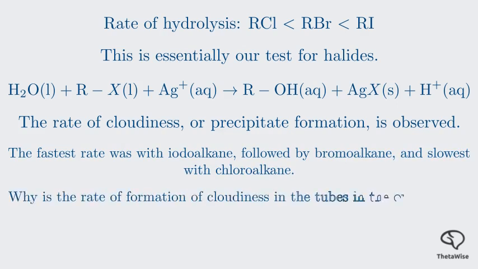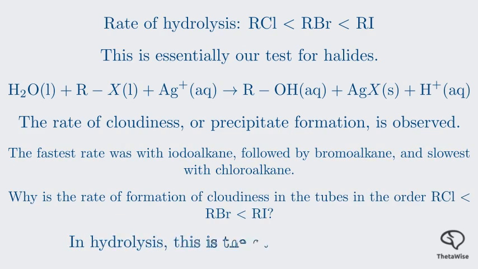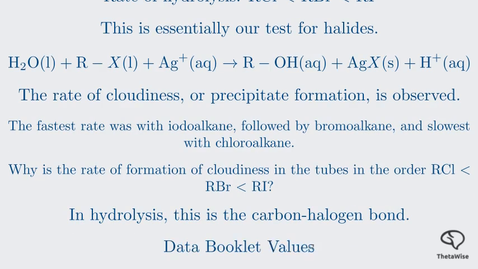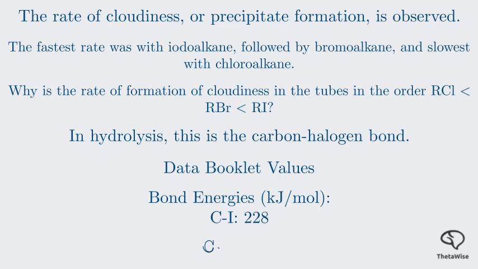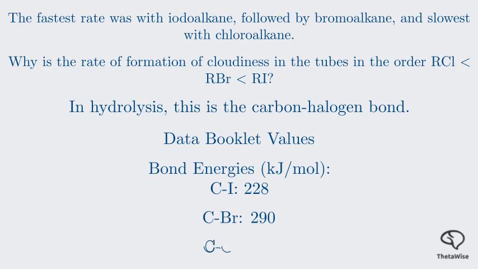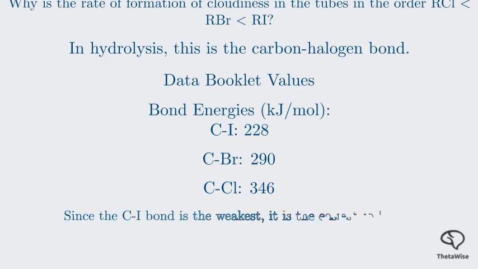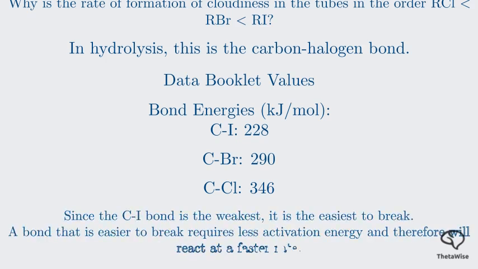The question asks why. To answer this, we need to consider the bond that is being broken in the slowest, rate-determining step. In hydrolysis, this is the carbon-halogen bond. Let's look at the bond energies. The carbon-iodine bond is the longest and has the weakest bond energy, around 230 kilojoules per mole. The carbon-bromine bond is stronger at 290, and the carbon-chlorine bond is the strongest at 350. Since the carbon-iodine bond is the weakest, it is the easiest to break. A bond that is easier to break requires less activation energy and therefore will react at a faster rate.